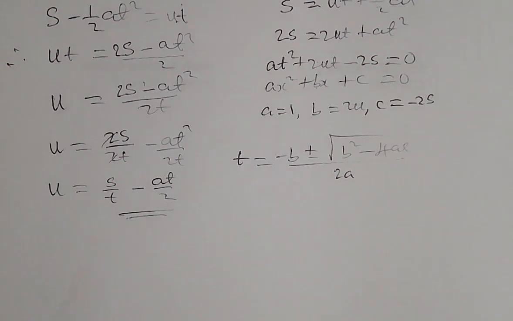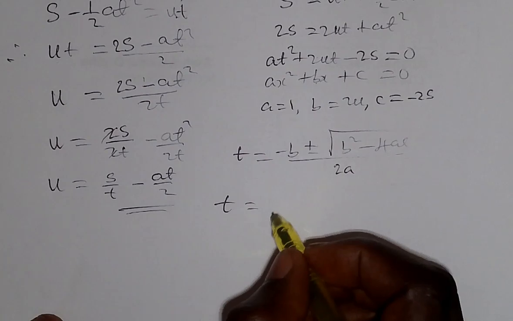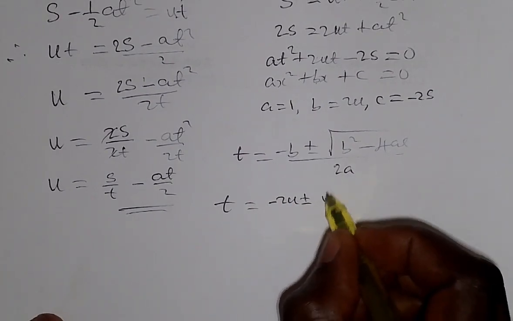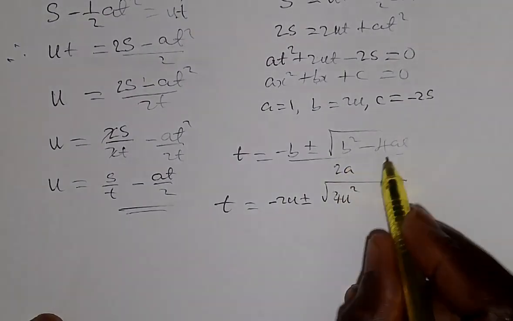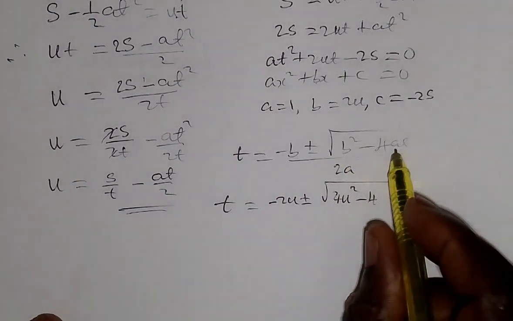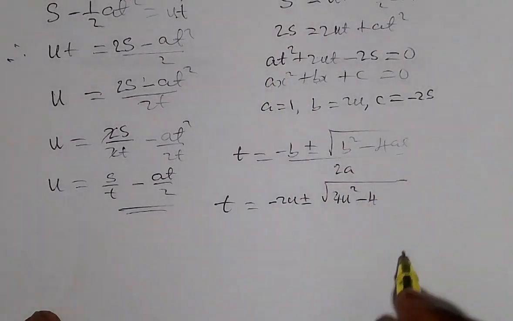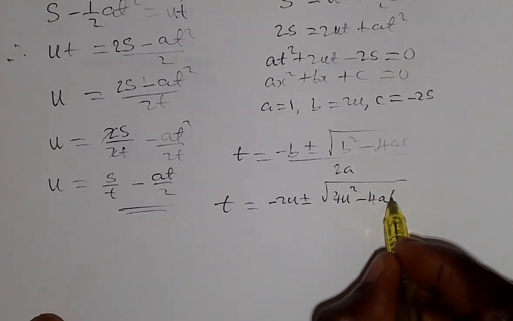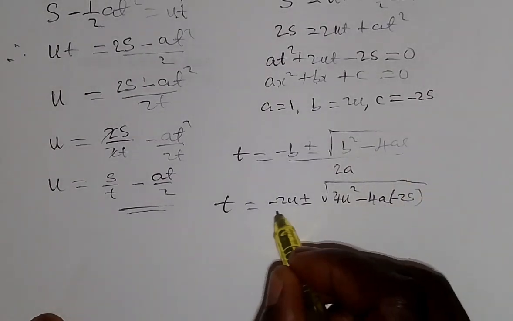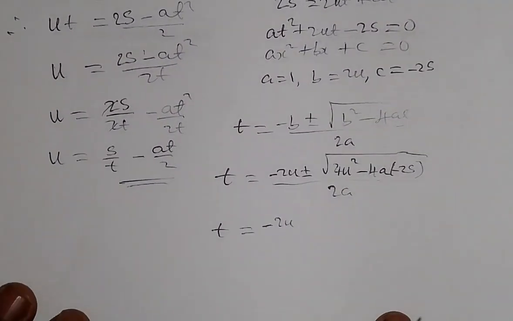So here we proceed by substitution. t would be equals to, our b is 2u, so it is minus 2u plus or minus square root of, when you square 2u, it will give us 4u squared. Then this one will be minus 4, our a is a, and our c is minus 2s, all over 2a. So t now will be equals to minus 2u. I like this question, it is fun.